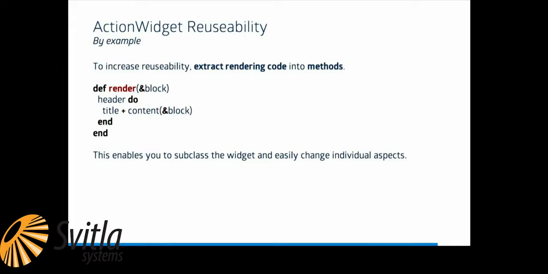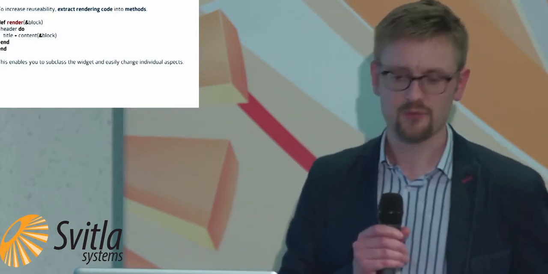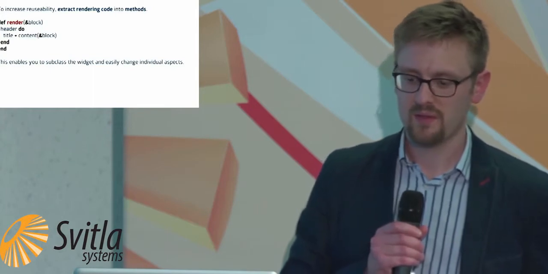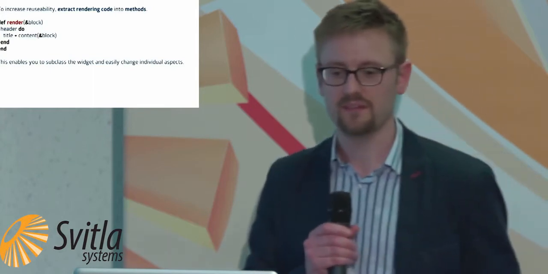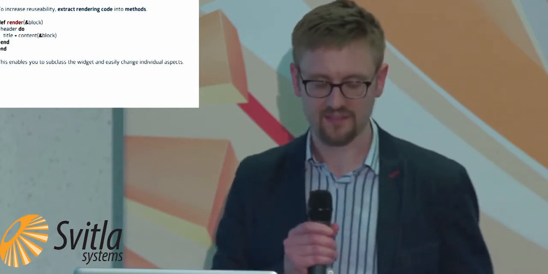But now that we are inside a Ruby class, we can extract certain parts of the code into their own methods. And then we can simply inherit from our widget and, for instance, build a special type of panel that maybe has an icon in the header or something like that.